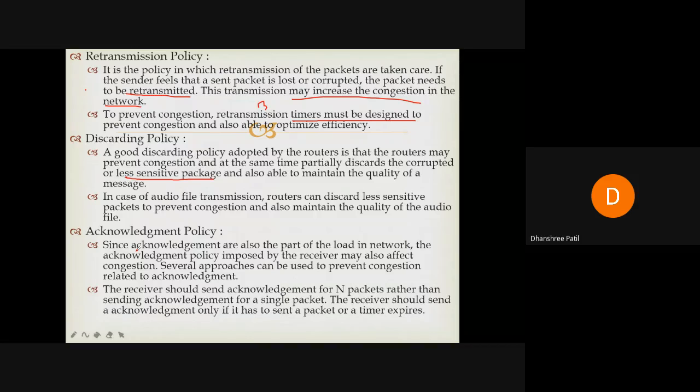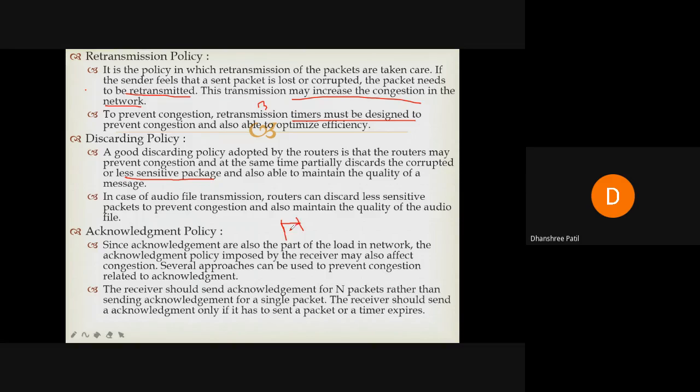The next is the acknowledgement policy. So obviously, acknowledgement means what? The packet was sent, and was it received or not. That acknowledgement should be sent by the receiver to the sender. But we have seen one protocol, that is the stop and wait protocol. What was that?